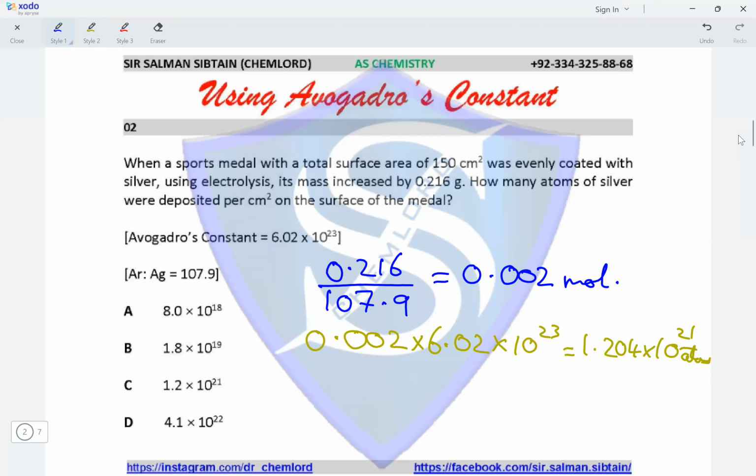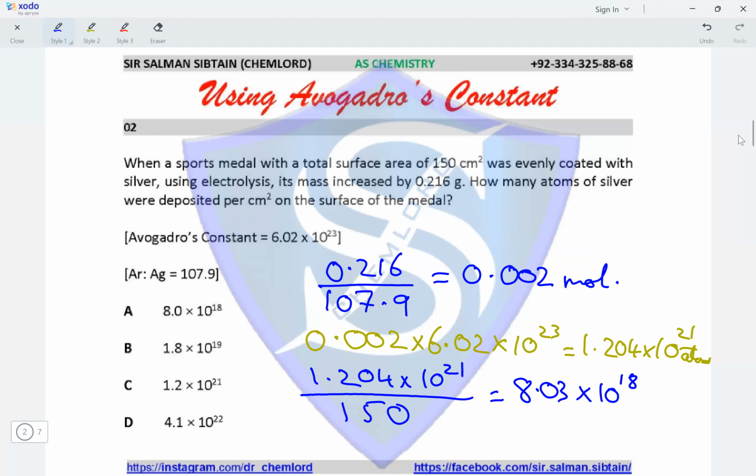So the next step would be to divide 1.204 into 10 to the power of 21 by 150 in order to obtain the number of atoms present per centimeter square of the medal. So this will give us a value of 8.03 into 10 to the power of 18 atoms per centimeter square of the medal. So this makes option A the correct option for this question.